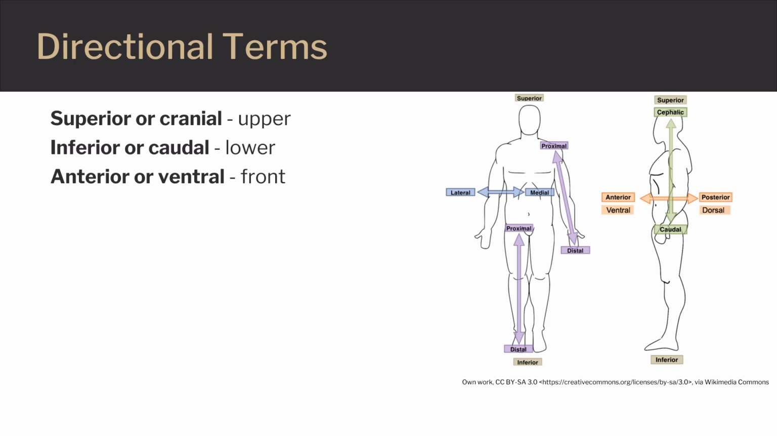Anterior or ventral mean front. For example, the kneecap is located on the anterior side of the leg. Posterior or dorsal means back. For example, the shoulder blades are located on the posterior side of the body.